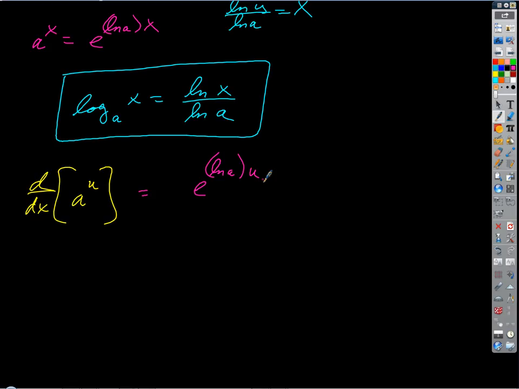So then what's the derivative of hand? The derivative of e to the hand is just e to the hand. Now we have to take the derivative of hand. What's the derivative of natural log a times u?